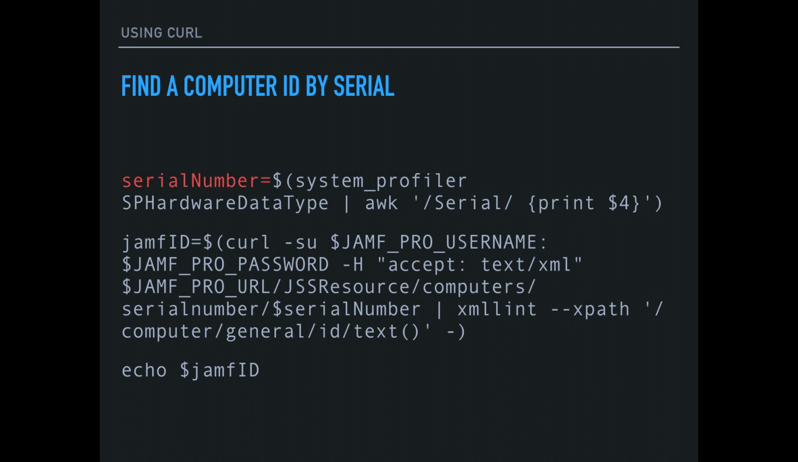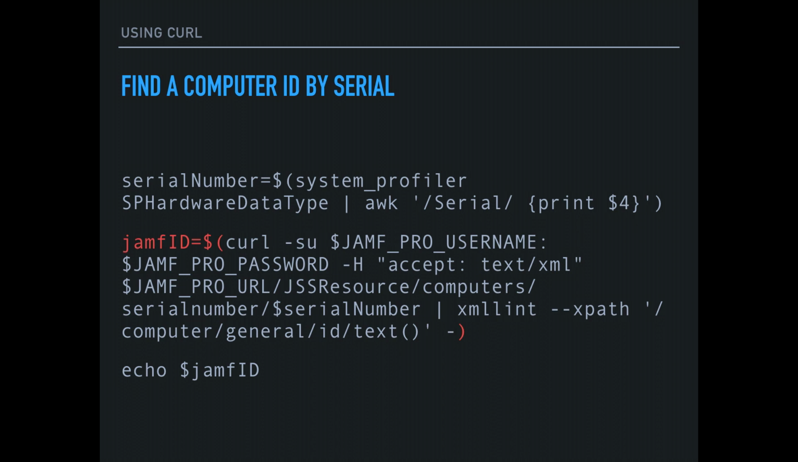So the first thing that we're doing is we're setting a variable called serial number. And what we're doing here is with this $ and the parentheses, we are saying the output of the command within these parentheses is what we want to set to the serial number variable. And then we're using the system_profiler command to get the serial number. And then we're piping that to awk to search for the line that has serial and printing the fourth column in that line. So don't worry too much about that because that's kind of just auxiliary to what we're actually working on here. Just trust me that that works and that's how you get a serial number.